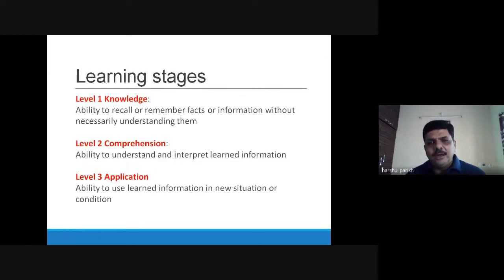So what are the learning stages? You might be knowing Bloom's taxonomy. According to that, knowledge is at the base level. That means the ability to recall, remember, and get information. Level 2 learning is comprehension. That means the ability to understand the learned information. The third level is applicability of the knowledge or information in a new situation.